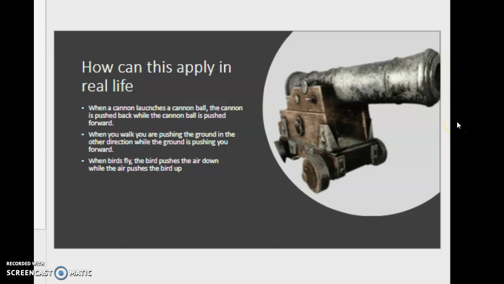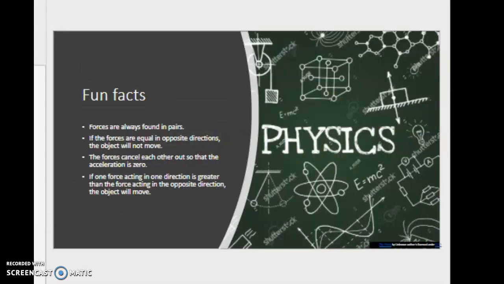So this is the exact definition of what Newton's third law is. Some fun facts about this is that forces are always found in pairs. If the forces are equal in the opposite direction, the object will not move, which means that if they both apply the same strength, neither will move. The forces cancel each other out so that the acceleration is zero.